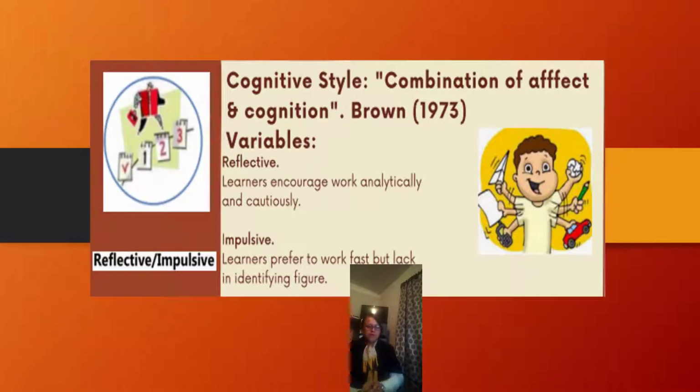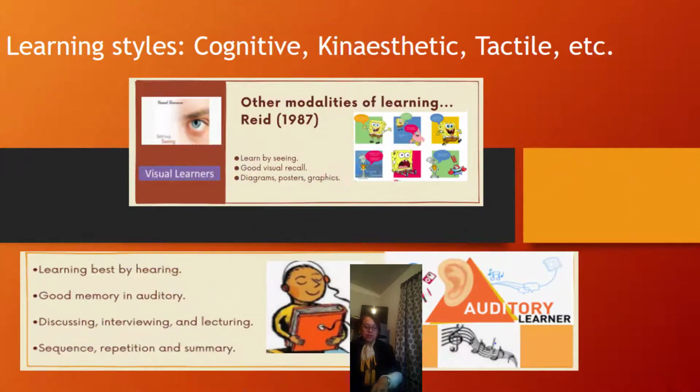We have different styles of learning, like the cognitive styles. This style is defined by Brown in 1973 as a combination of affect and cognition. So when the students are in a good mood and they have the ability to learn, this is the cognitive style. In this kind of style, the students could be analytic, reflective, they work hard and cautiously, and they analyze the information very carefully. We can also check other modalities of learning like visual, kinesthetic, tactile, analytical, concrete learning, etc. We have many modalities.